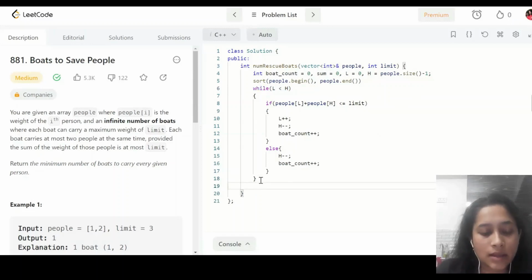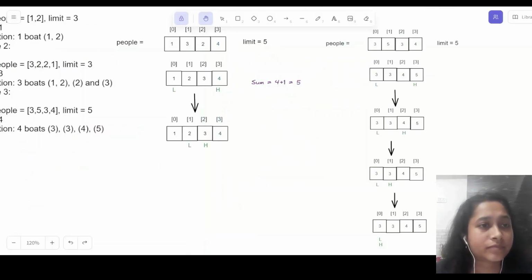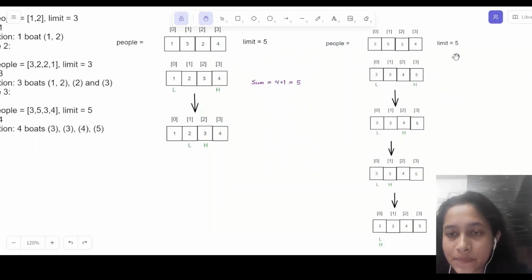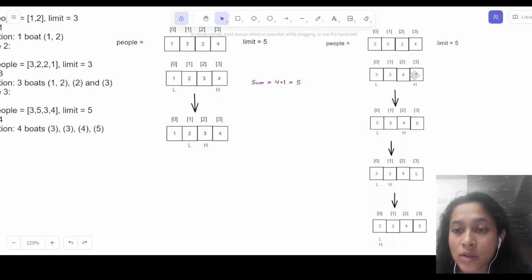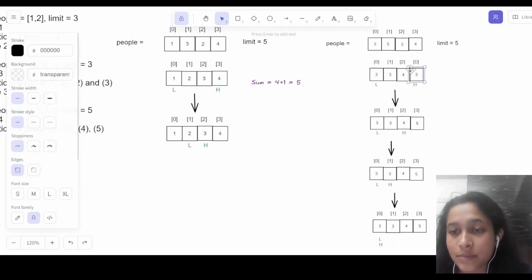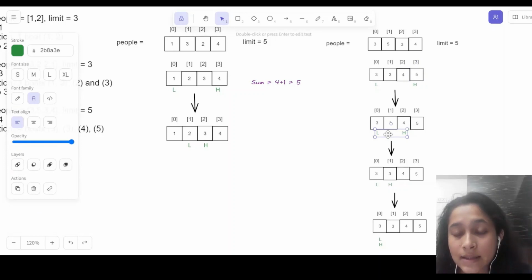What will happen when L is equal to H? I'll show you the example. Look at this example. We have sorted the people array and declared two pointers L and H. When we found the sum, it was greater than our limit. So what we did? We decremented our H. Our L was still pointing to the same index, but we decremented our H. Why? So that a boat is considered for this person.